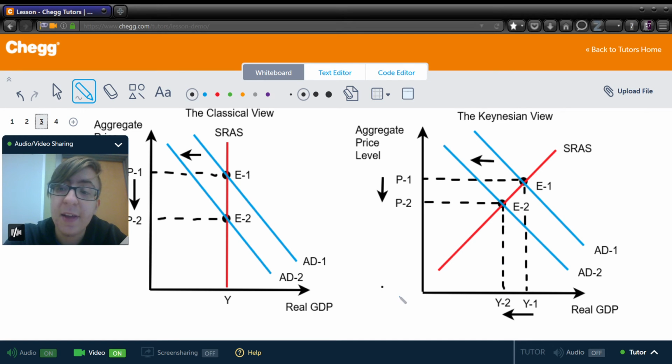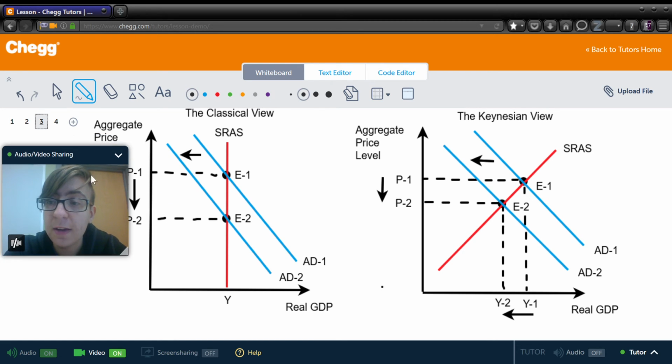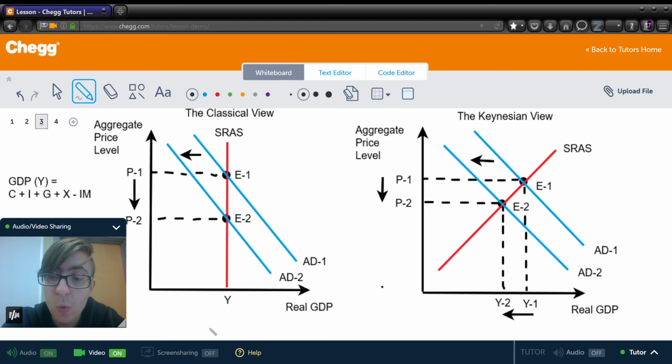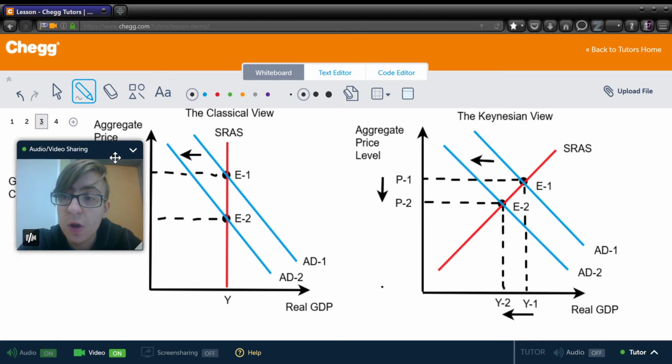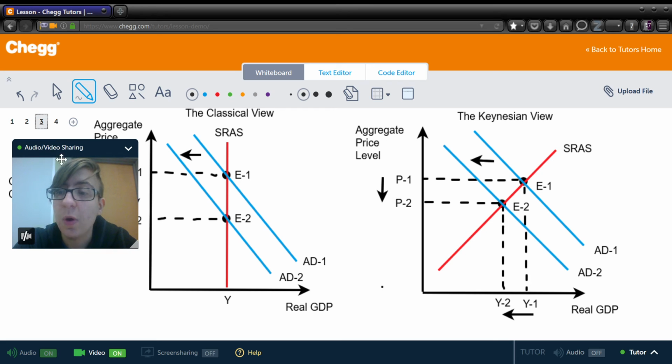This is different than the classical view because, as you can see with this graph here, the short-run aggregate supply curve is perfectly inelastic. So that's how you have only your price effect, but no quantity effect. This here is your quantity effect, and this here is your price effect. Here, the output, the quantity, does not change, but you can see that the price changes. So that is essentially what the first bullet point means.